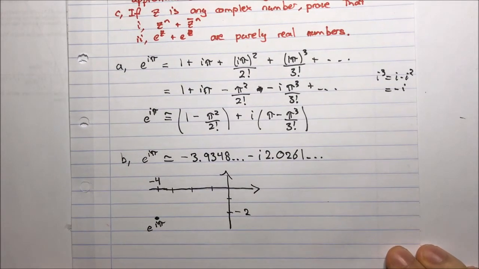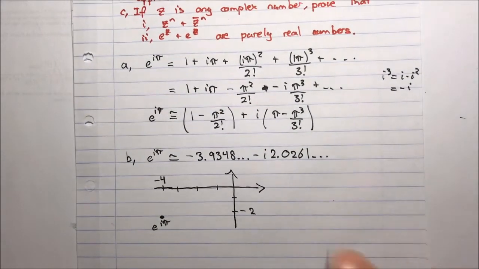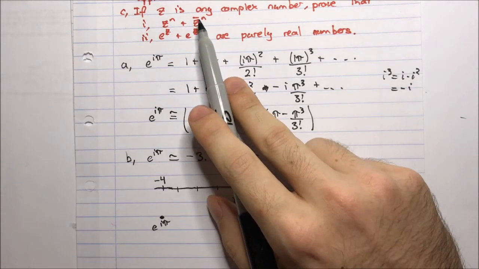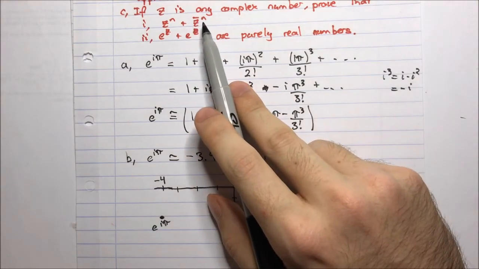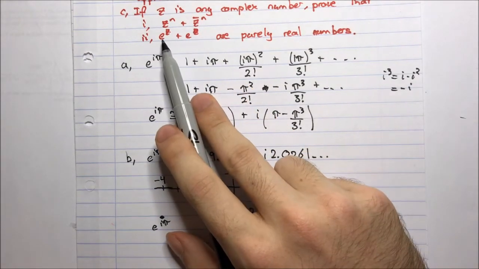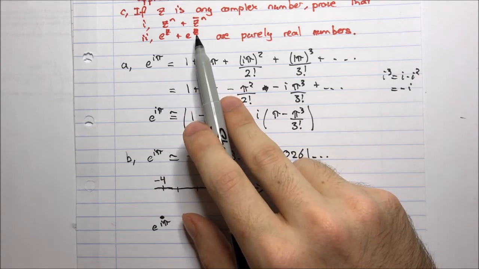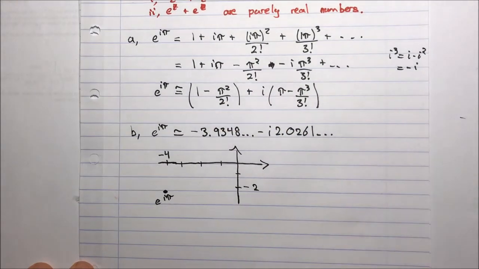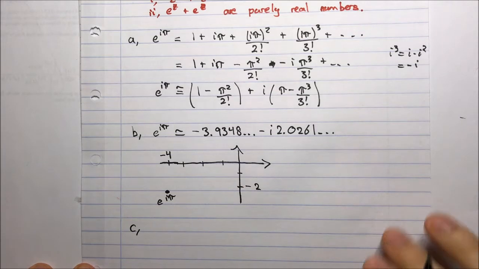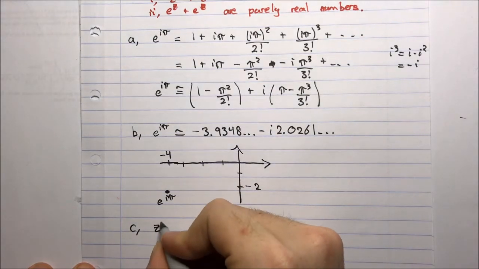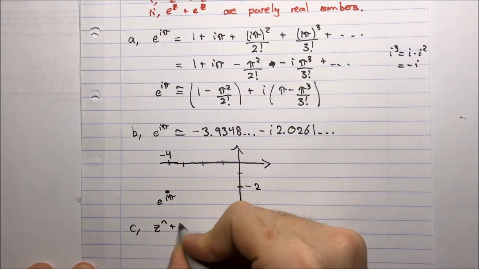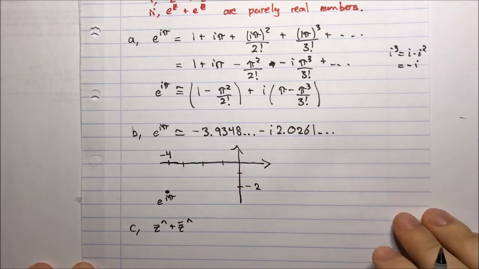Okay? And the final part, proving that z to the power n plus z conjugate, or z bar to the power n, is real, and also proving e to the z plus e to the z bar is a real number. So, for the first part, z to the n plus z bar to the power n.